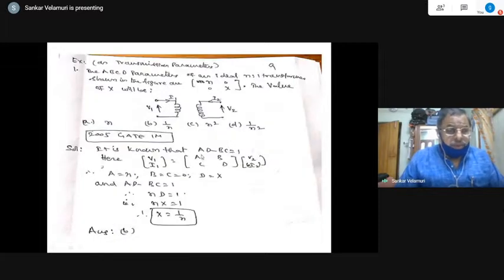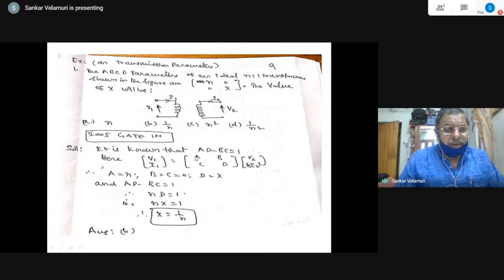Because we know V1 into I1 is equal to V2 into I2, the KVA will be the same, right? Those things, anyway, I'm going beyond the scope. But comparing the corresponding ratios, you can see it is 1 is to N. So that is 1 by N.